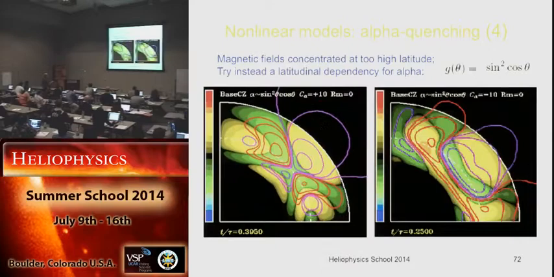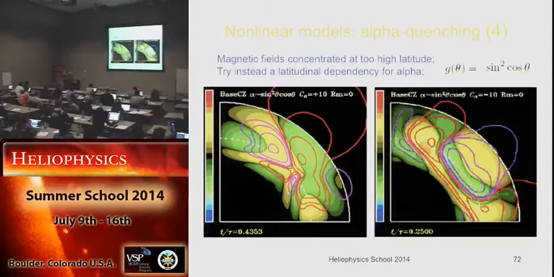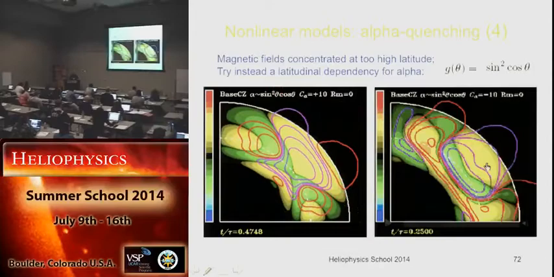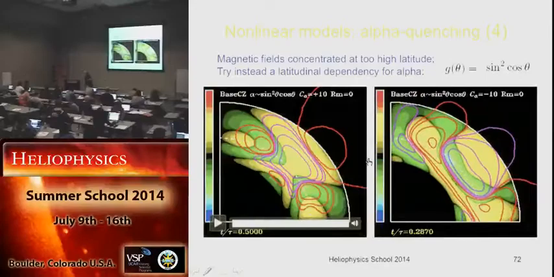This is now changing the latitudinal dependency of this famous source term. So it's the same sort of thing we were looking at before, except obviously here you see something entirely different. You no longer have a nice dynamo wave, but you have a much more complex type of behavior where you seem to have, especially on this one, this was supposed to run in a loop.